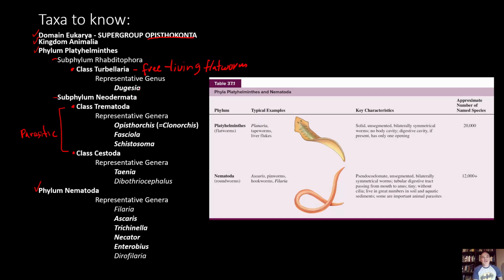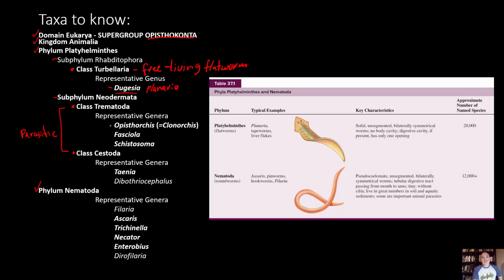And a representative genus that we typically study is the Dugesia, and it's commonly called the Planaria. So here we see Planaria, it's the genus Dugesia. For the Neodermata, they have some unique features that allow them to become parasites within animals and evade some of the host animals' protective mechanisms and the host's immune system.